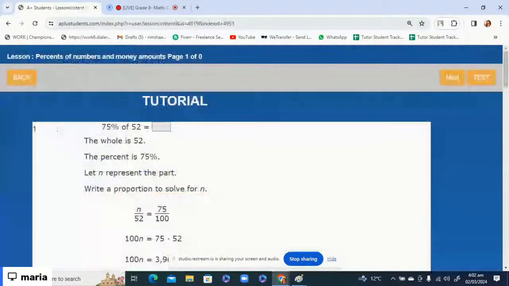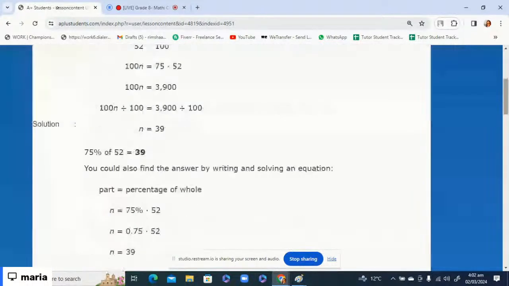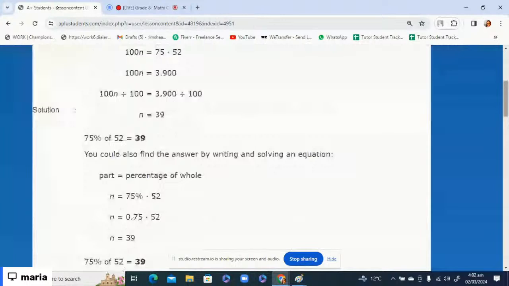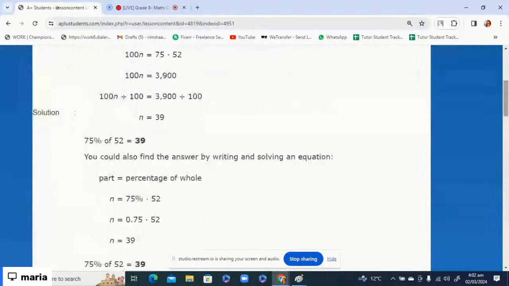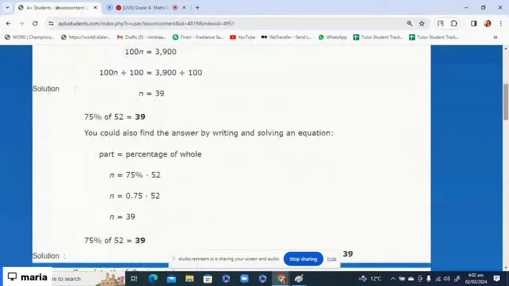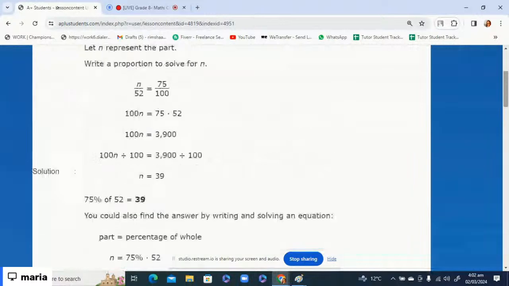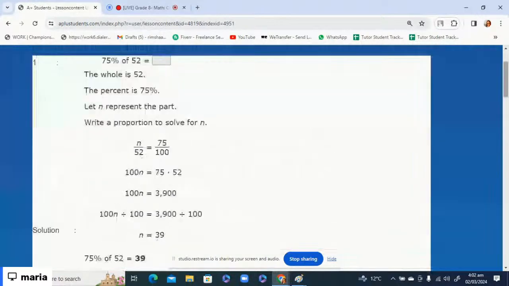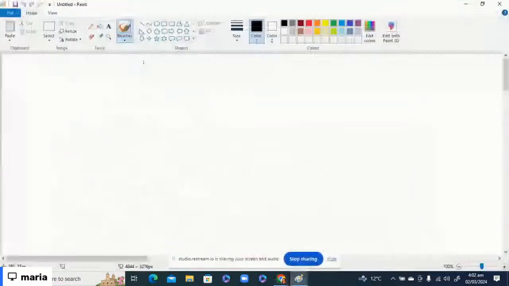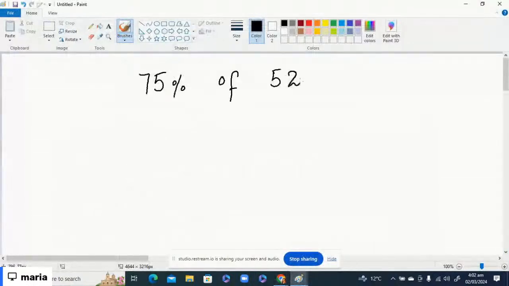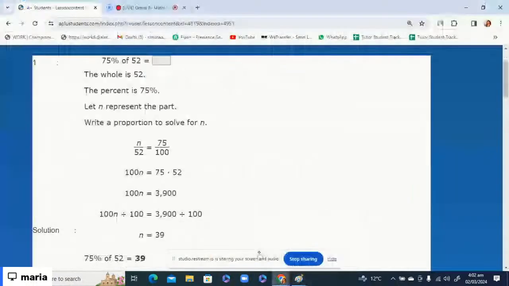So the first question is 75% of 52. There are two methods to solve this question. First, we are going to solve the first method, then we are going to solve the second one. Then any method that you are able to solve, you can choose it. Okay, so the first one, we are going to write it out. 75% of 52.